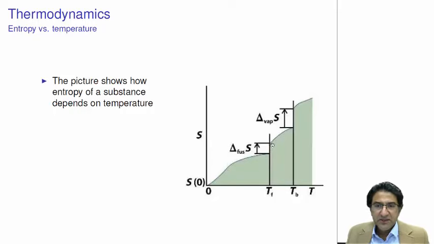Then something very remarkable happens. At this temperature, the entropy goes up vertically. What that means is the substance stays at the same temperature, and as we continue to add heat, the temperature doesn't change, but the entropy goes up. This is called a phase change. This, in fact, is the phase change between solid and liquid. At that temperature, it's called the melting temperature or the heat of fusion, T sub F.